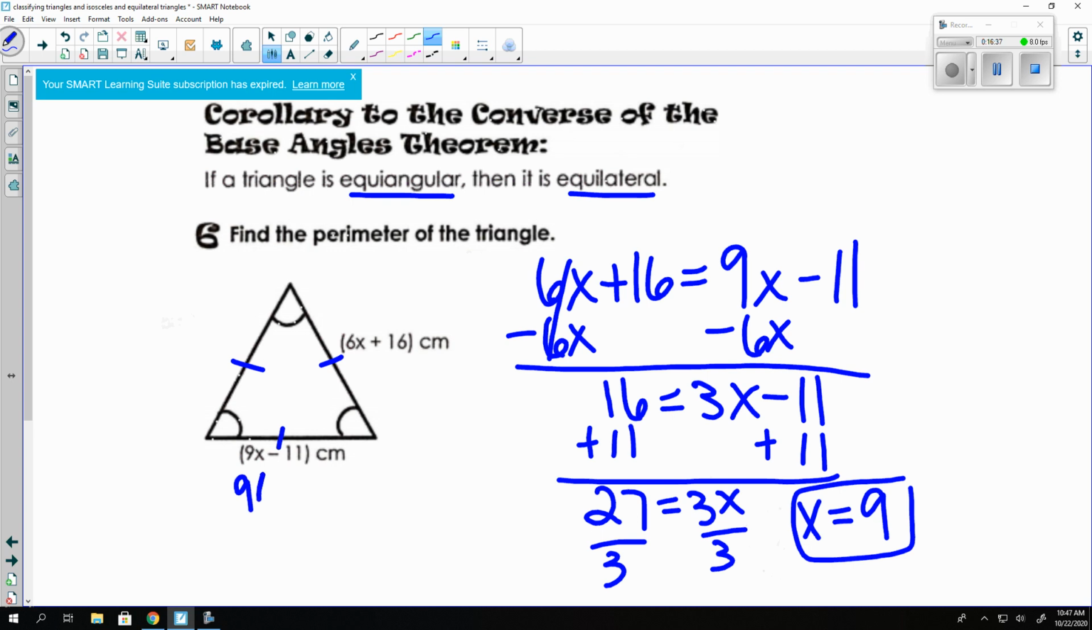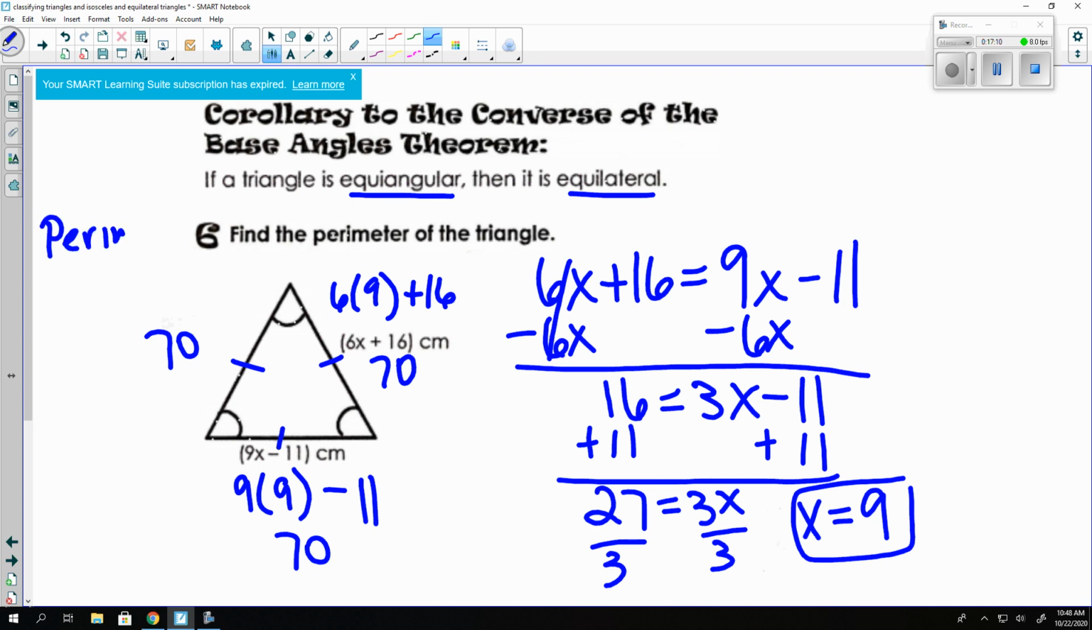So I'm going to do 9 times 9. I'm plugging into this 9x minus 11. Okay, minus 11. So 9 times 9 is 81, and 81 minus 11 is going to be 70. Okay, you can check it over here. Do 6 times 9 plus 16. Well, 9 times 6 is 54. Add 6 to that, you get 60. Add 10 more, you get 70. So if these two sides are 70, guess what? My third side is 70. So the perimeter is going to be 70 times 3, which is 210. That's the perimeter.